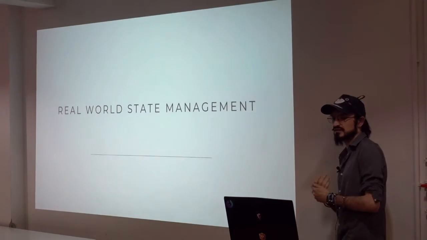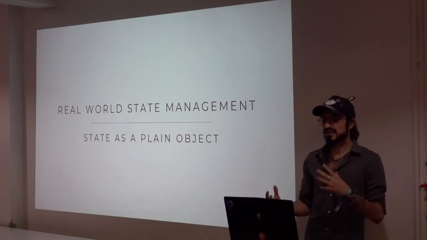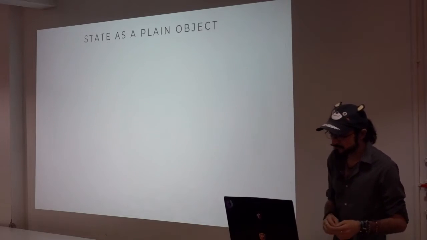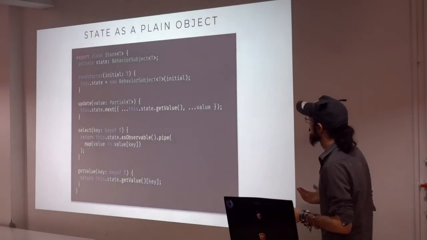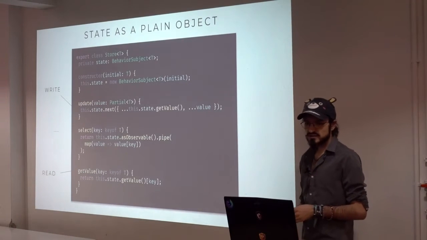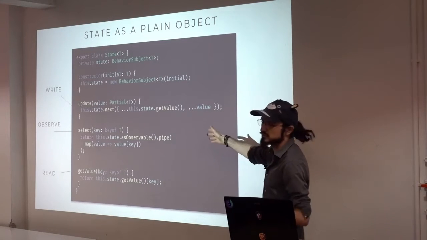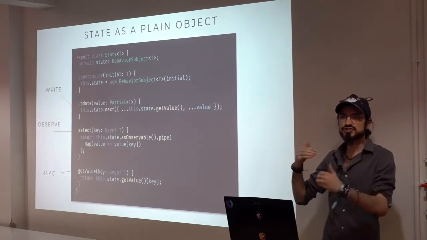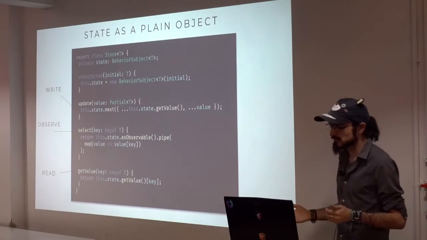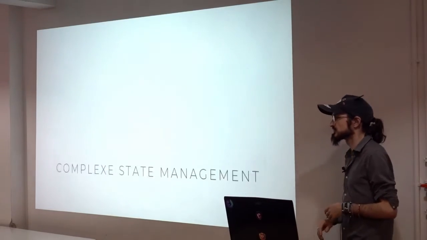But what happens when it comes to real-world state management? Most of the time you will deal with state as a plain object, like maybe you will do with React, for example. Actually, it works the same, right? It's a little bit more work, but basically we have read, write, and observe. So just observe on the change of one key instead of every key, but basically the same. It works super well, and you don't need a state management for that.